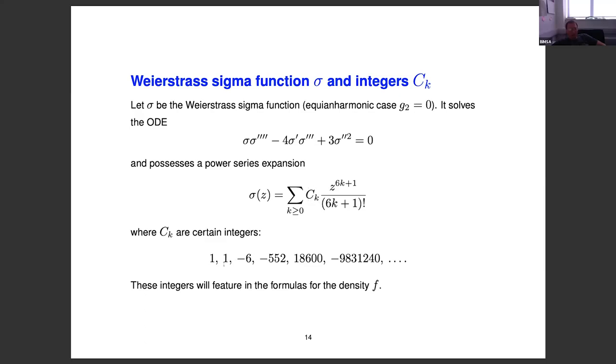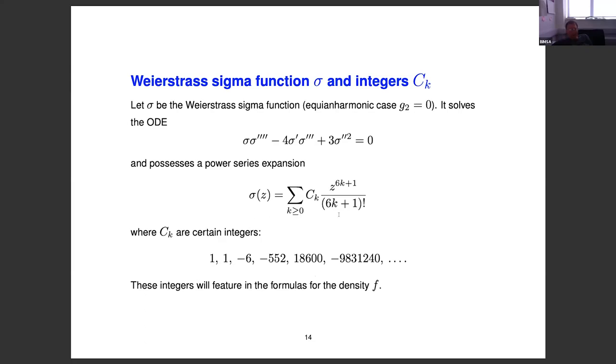And they are written here. It's 1, 1, minus 6, minus 5, 5, 2, and so on. It's a fast-growing sequence, but this is a holomorphic function. This grows even faster. So this is a holomorphic function defined on the upper half plane, on the whole plane, actually. So these are the integers. In other words, the ck's are Taylor coefficients of the expansion of the Weierstrass sigma function. That's all. They're integers, and they will feature in the formulas for the general Lagrangian density for some reason, right?